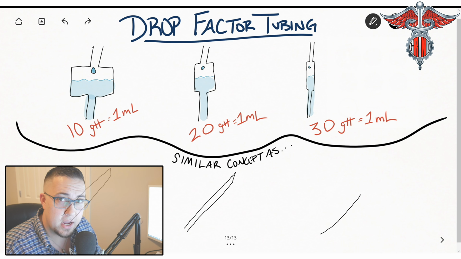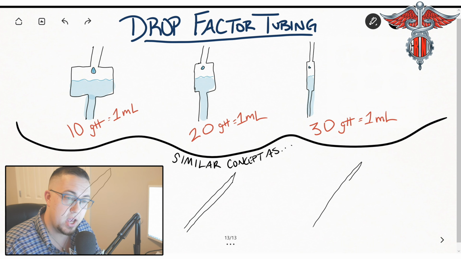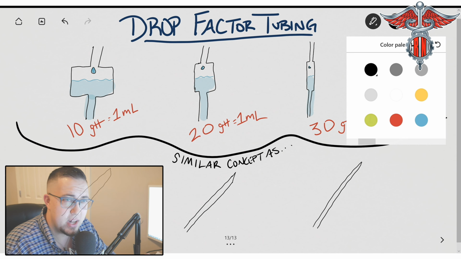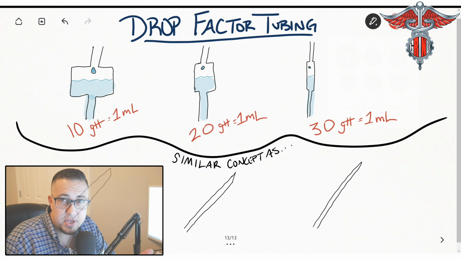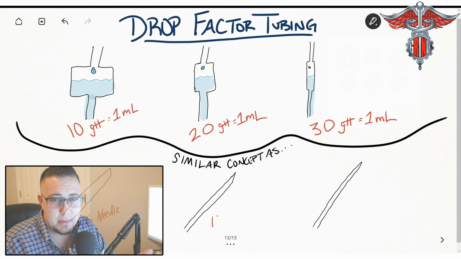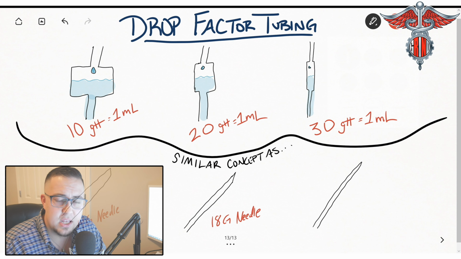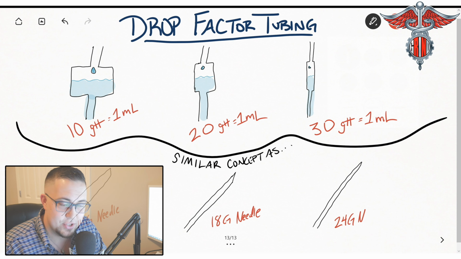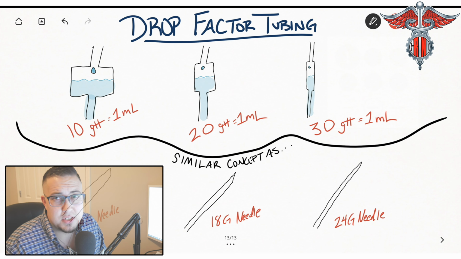So keep that in the back of your mind: whenever you're given a question, one of the random pieces of information is your drop factor of 15 drops per mil. What does that even mean? Don't let it confuse you. Now you'll actually understand what we're talking about. So now that we've gone over some of the fundamentals, let's dive into these questions.